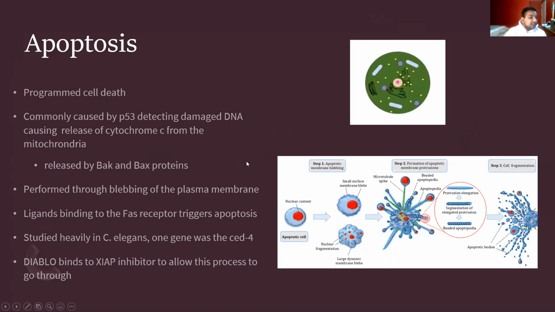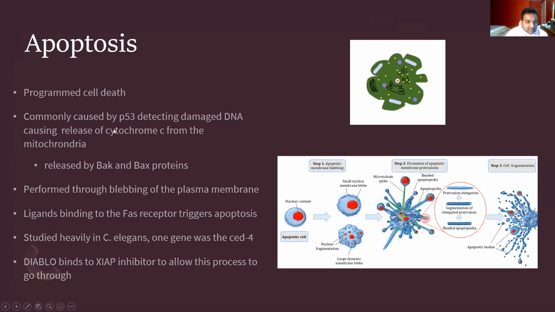Okay, this is the last thing we're going to talk about. It's apoptosis. This is what we call programmed cell death. It is commonly caused by p53, a tumor suppressing protein, detecting damaged DNA from the earlier complexes. And it causes the release of cytochrome C from the mitochondria. So when cytochrome C is released, it's released by the BAK and BAX proteins.